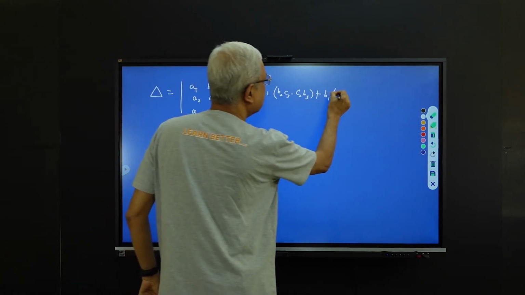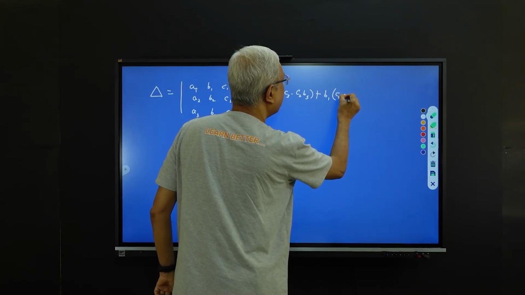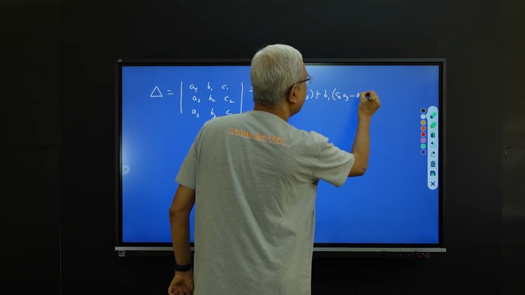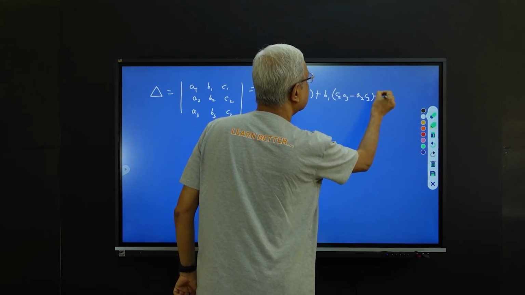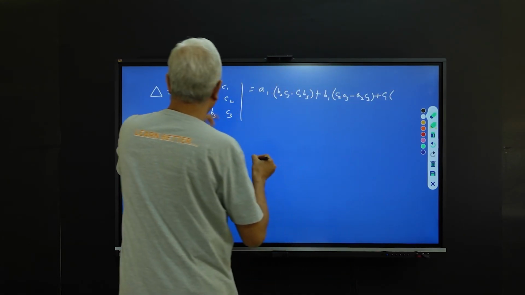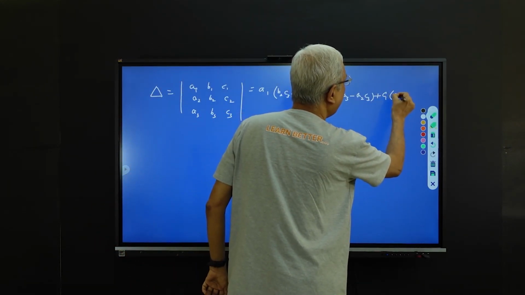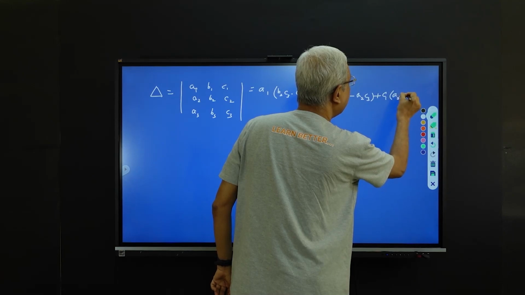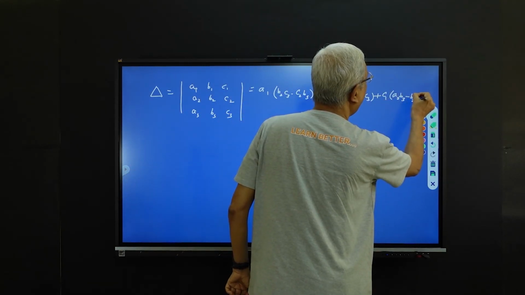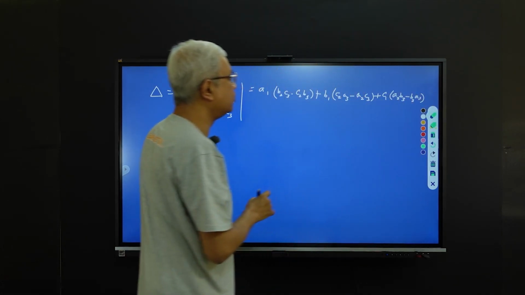C2, A3 minus A2, C3, plus C1 multiplied by A2, B3 minus B2, A3. That you know.